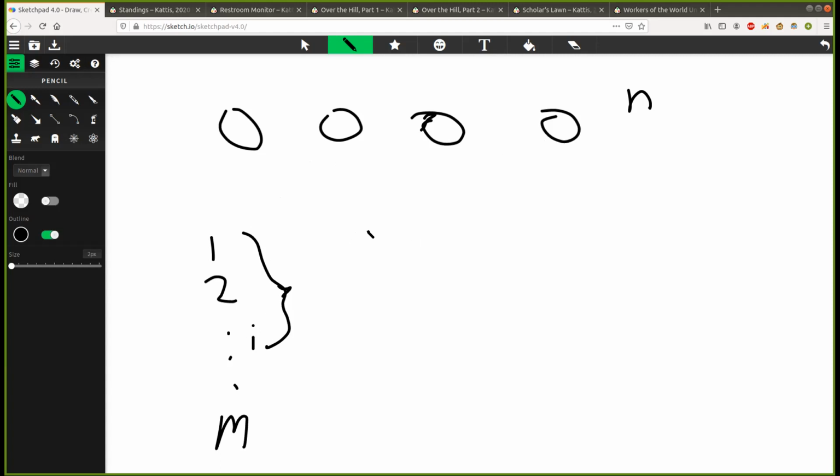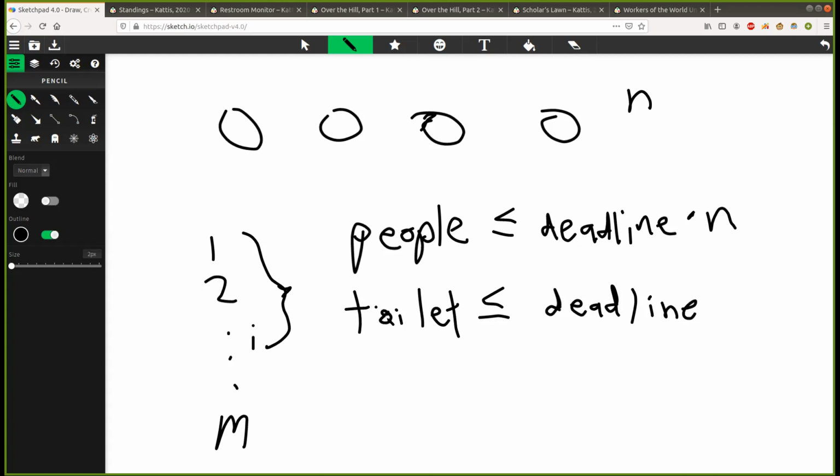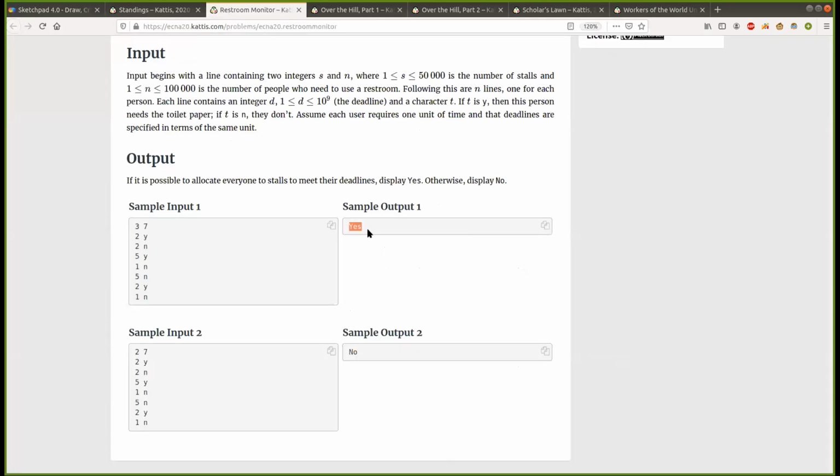So I do the one check, that there's enough time to satisfy all people. I should say the number of people is at most the max deadline of that prefix of people times the number of stalls. And I also check that the number of people who require toilet paper is at most the deadline. My solution isn't actually constructive, but I check these conditions which are necessary for there to be a solution, and we don't actually need to construct one. We just say yes or no.